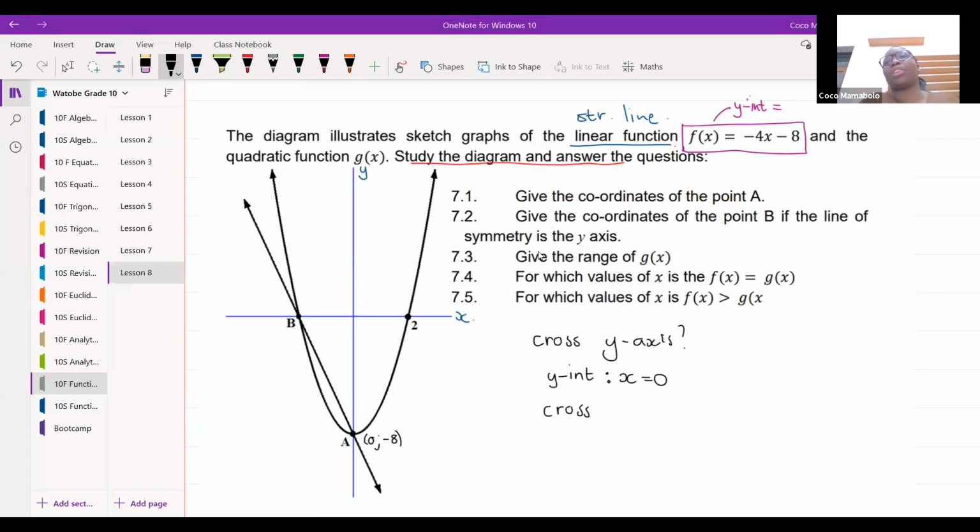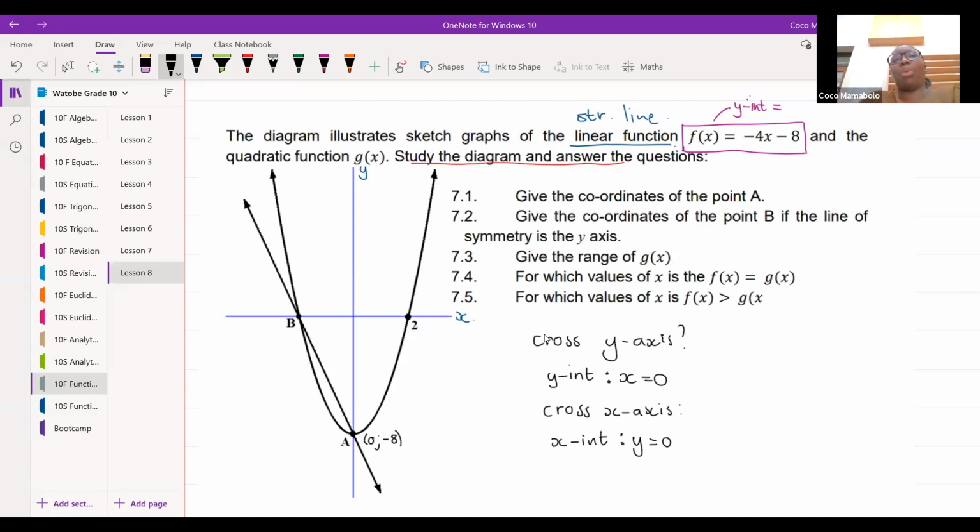Now, we know that this part over here crosses the x-axis. What do we call the part where our graph crosses the x-axis? Good, Onako, it's the x-intercept. And what do we know happens at the x-intercept, guys? At the x-intercept, y is equal to 0. Excellent. So we've already got so much information before we even answer the questions. We've managed to do quite a lot, right?